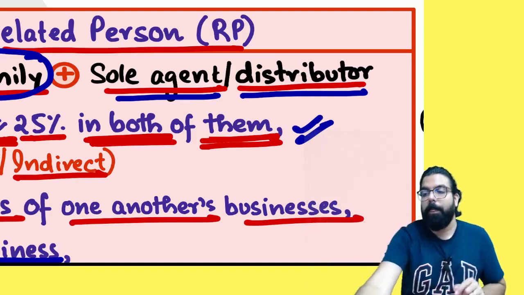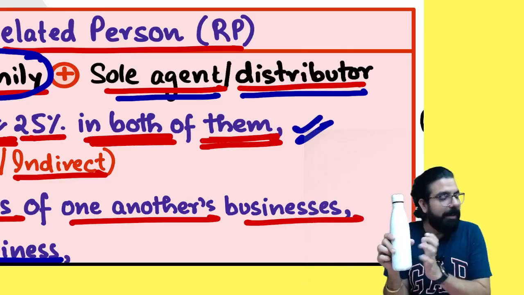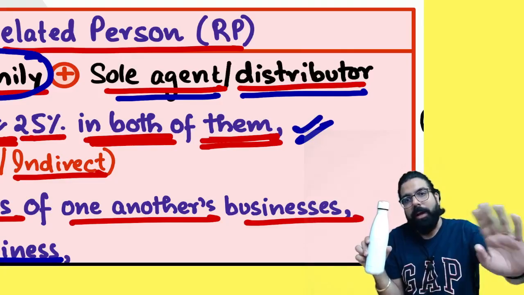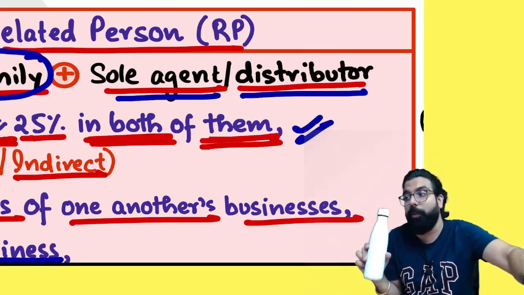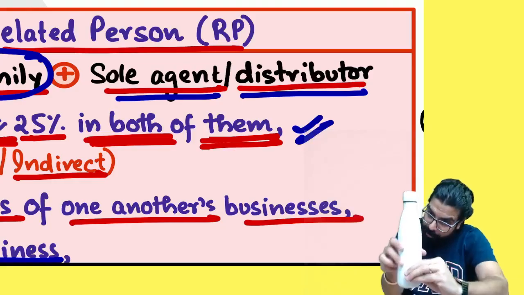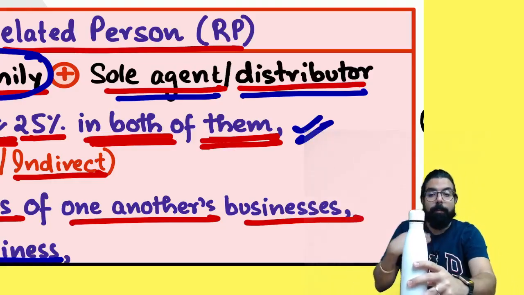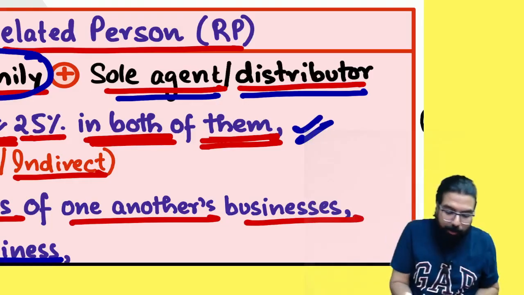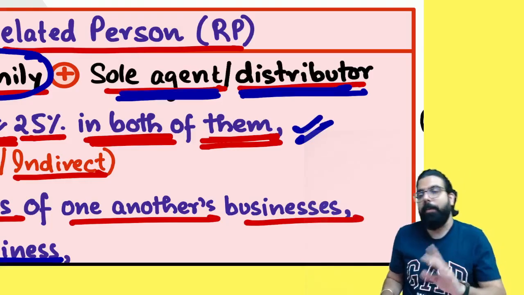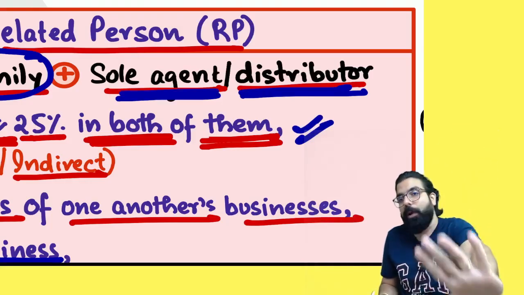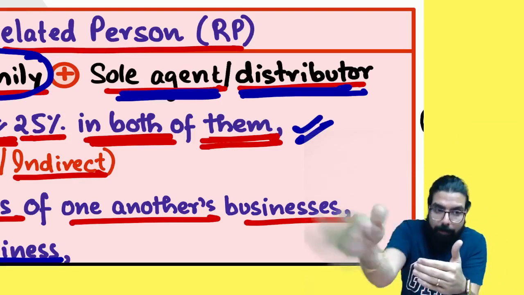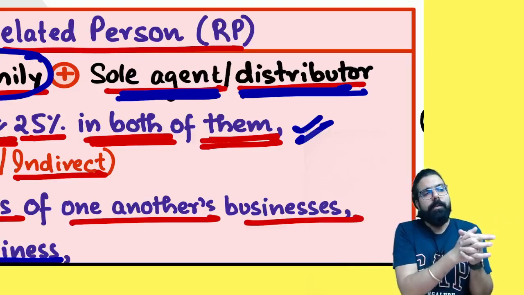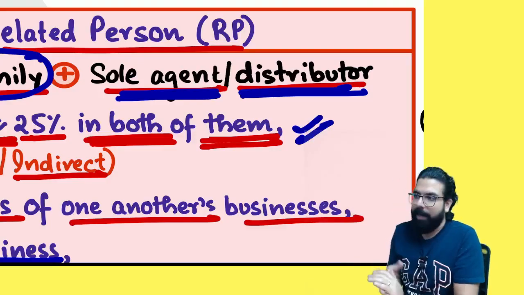For an example, I make these bottles and I have one distributor. I give these bottles to the distributor and the distributor sells it further. He is my sole distributor, which means I can't give it to anyone else. I sell it to him and he only sells it further. So me and this distributor will always be termed as related person. This sole agent point will be more relevant when we come to CA Final. But as of now, if I have only one agent who sells my products, he is my related person. If I have one agent in every state, they are not my related person.